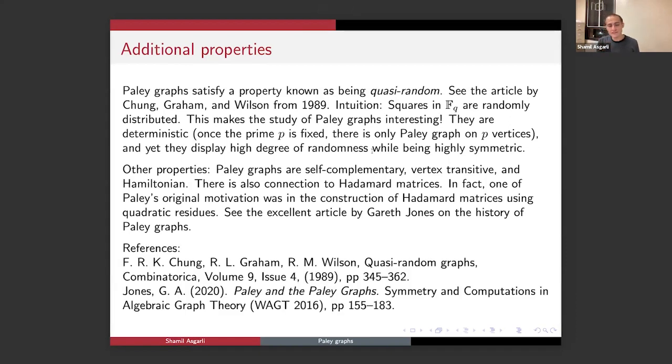So here are the references that I mentioned in the slide. There's the paper by Chung, Graham, and Wilson called Quasi-Random Graphs from 1989, published in Combinatorica. And then the other paper by Gareth Jones that was recently published as part of a conference, and it's called Paley and the Paley Graphs. You can find Jones' article available on the arXiv as well.